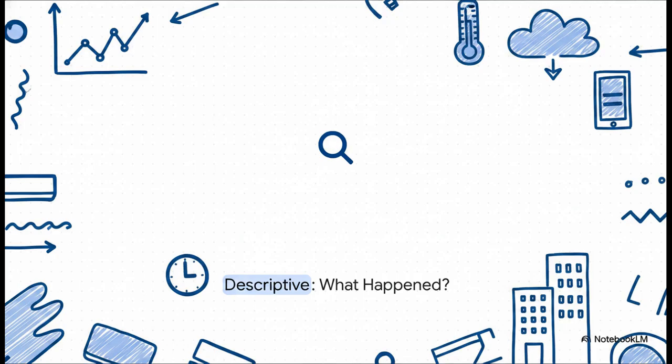At the very base camp of our mountain, we have descriptive analytics. The core question here is super simple. What happened? This just describes past or current events. For example, if you're managing a facility, descriptive analytics simply calculates the average temperature in a building today. It gives you the baseline facts, sure, but it doesn't tell you a thing about the why.